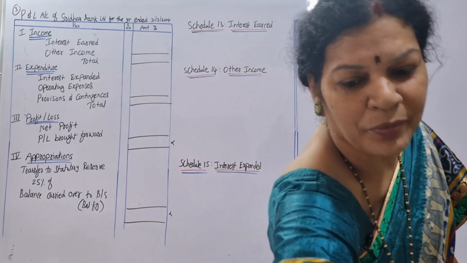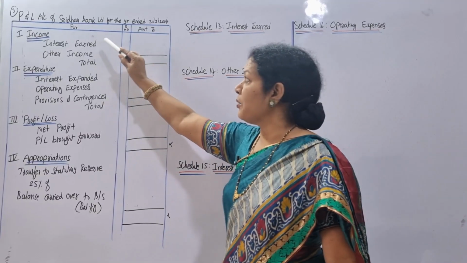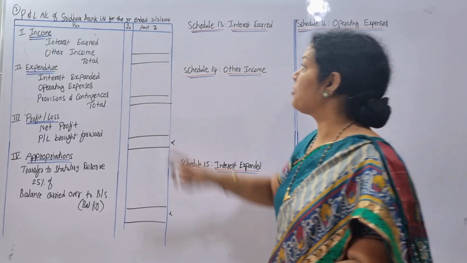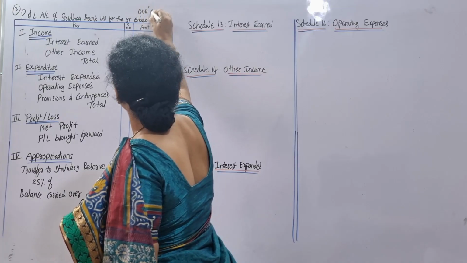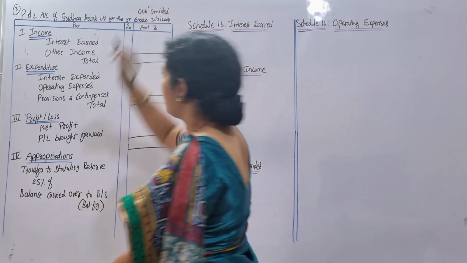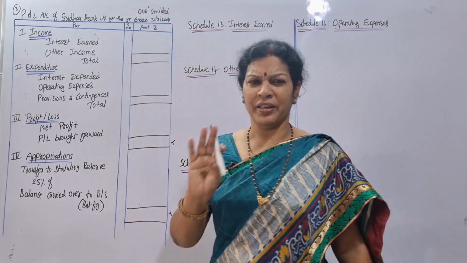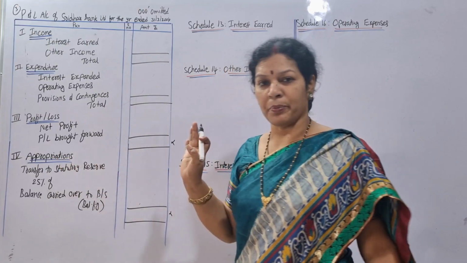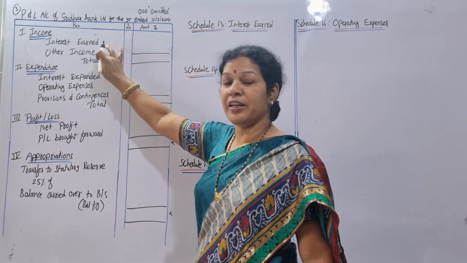Okay. Now, the format already I have drawn. Profit and loss account of Sridhar Book Bank Limited for the year ended 31st March 2004. 000 omitted. Always you have to write that. Now, each and every item. The format is written simple. Income, expenditure, profit and loss account, and here appropriations. Income, we have two transactions, interest earned and other income.